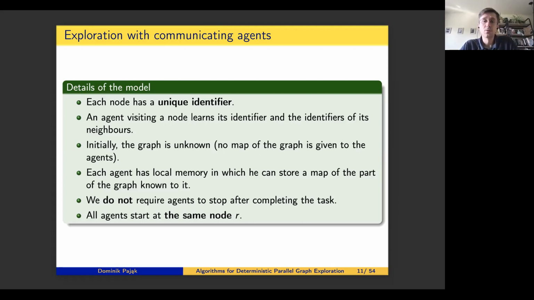And initially, the graph is unknown, which actually causes some problems, because when you start exploring, you don't know in which direction there are more nodes. So you don't know in which direction to send more agents, because you don't know where there are more nodes of the graph. That's why it's not so obvious.